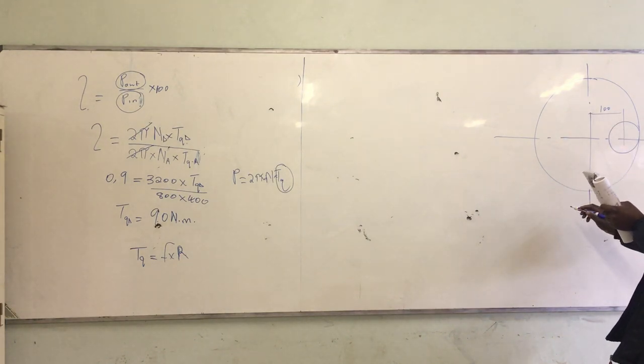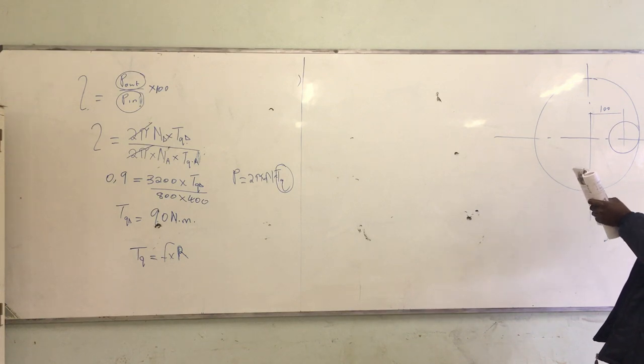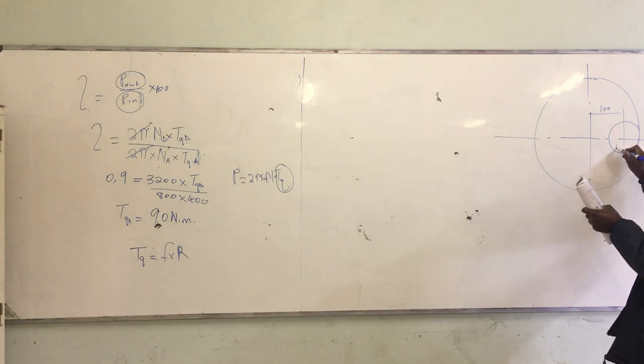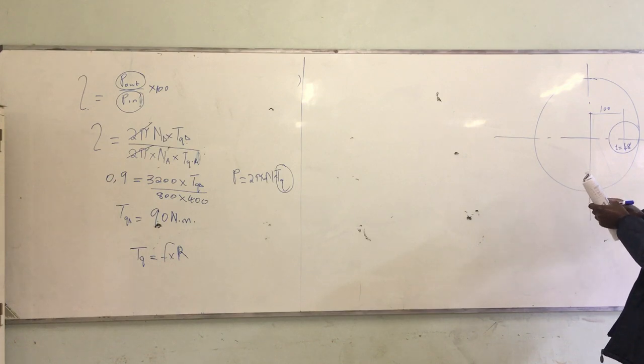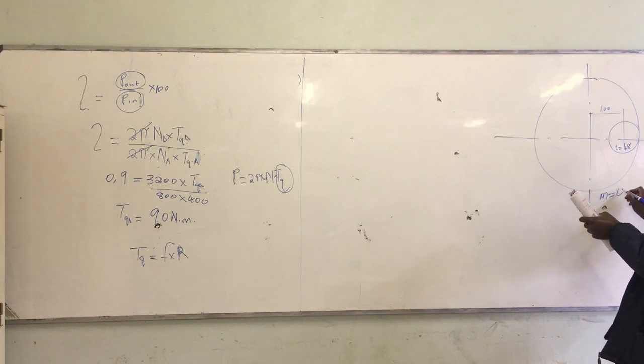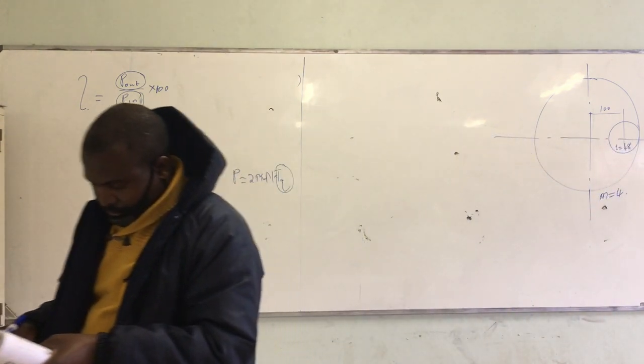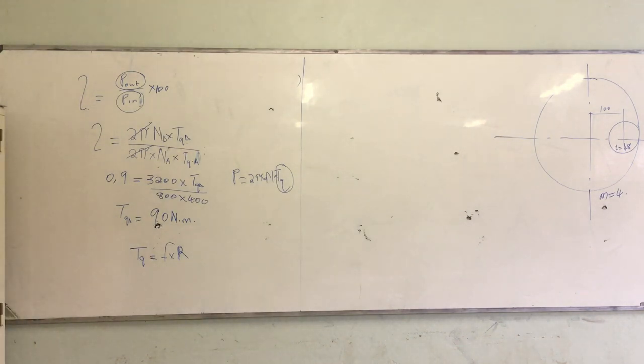And what else do we have? Number of teeth. The T here is equal to 48, and the module is equal to 4. Calculate the number of teeth on the ring gear.